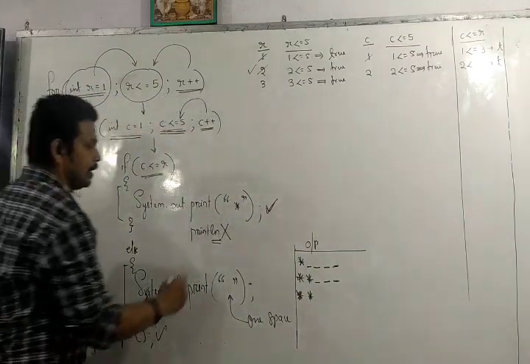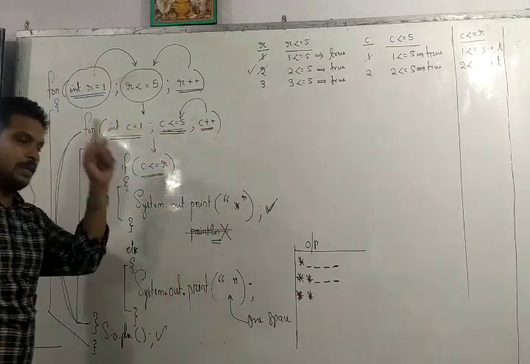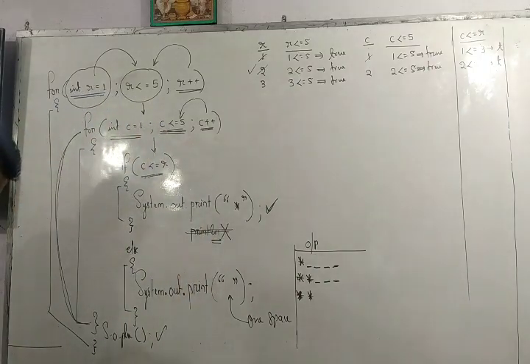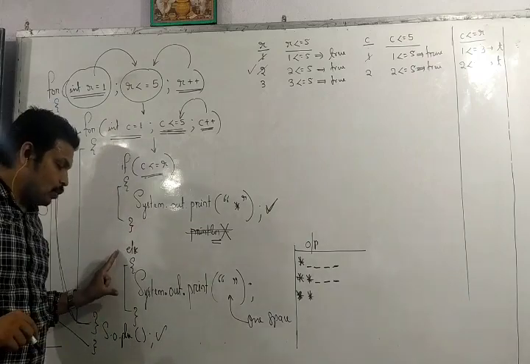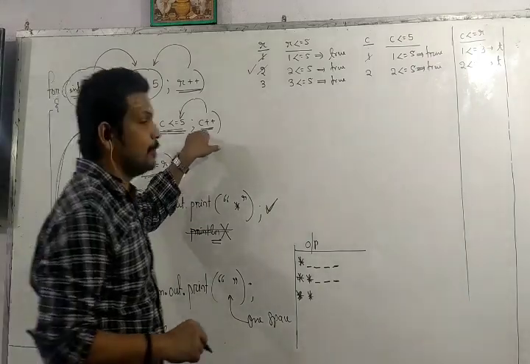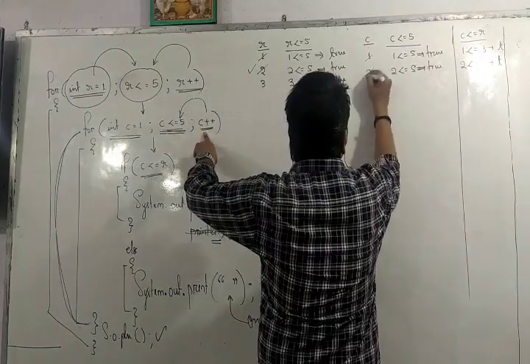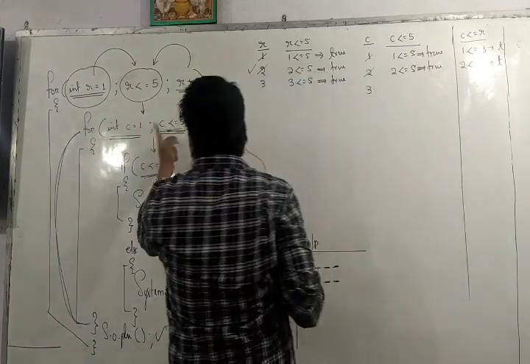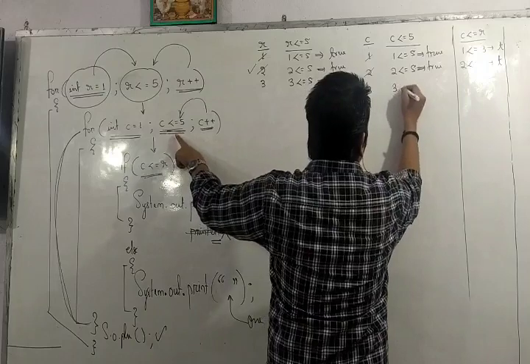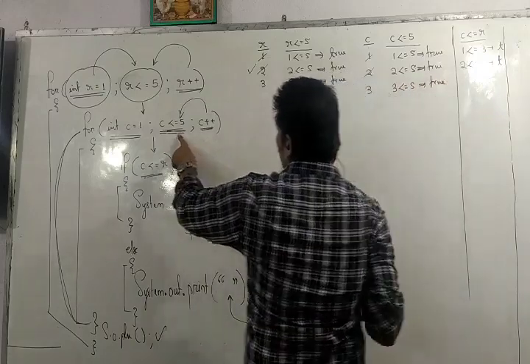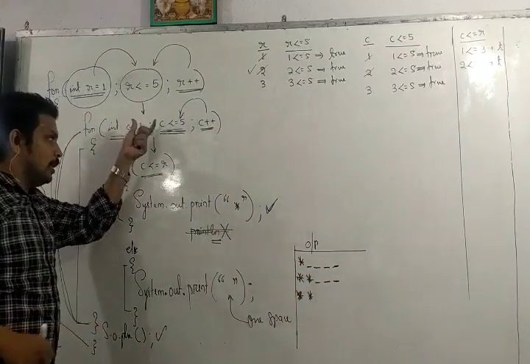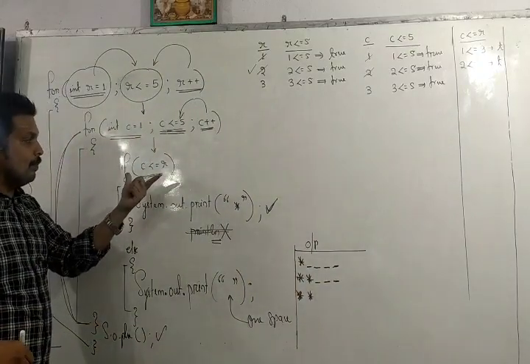Clear? We will not use println and we will use only print. So star will be printed. Then the control will ignore the else part and go to the updation expression of inner for loop, that is C++. C++ is 3. 3 is less than equal to 5. Yes, it is true. If it is true, the control will go within the body of inner for loop.